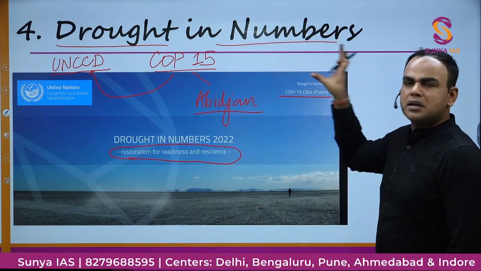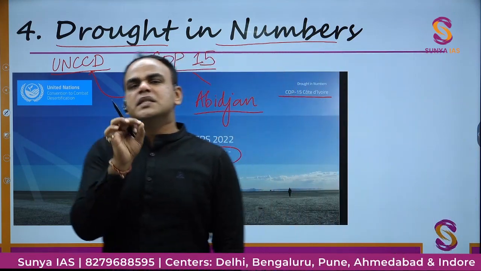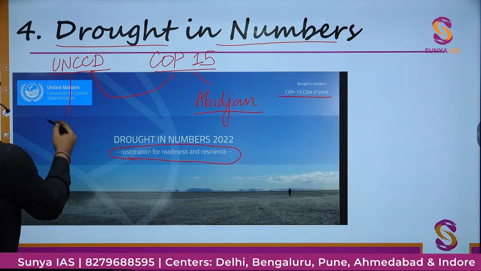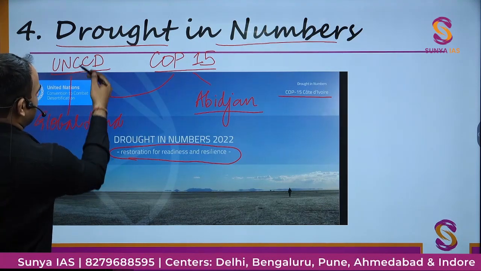Now this is the recent report, but there are still other reports. Again, my tip for you for CCD related reports is the word land. So you have the Global Land Outlook, again by UNCCD.